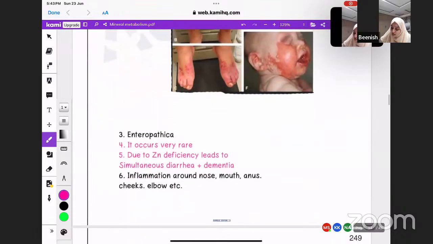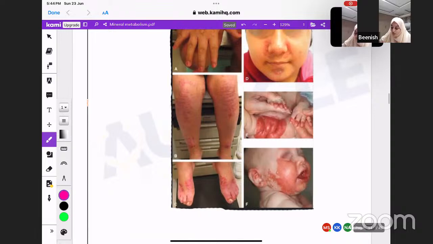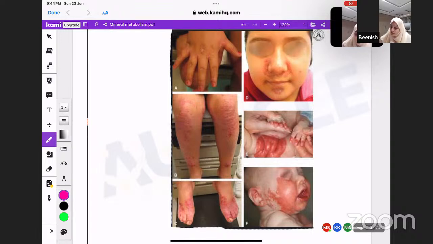Another clinical feature is acrodermatitis enteropathica, a very rare disorder. This is due to zinc deficiency, and it leads to simultaneous diarrhea and dementia. So there is inflammation around the nose, mouth, anus, cheeks, and elbow. You can see here in this diagram red or pink colored papules or rashes. First they appear on the thighs and on the buttocks, and then later on they are present on the hands and the cheeks, near the mouth and anus area. All of this you can see here in this diagram.